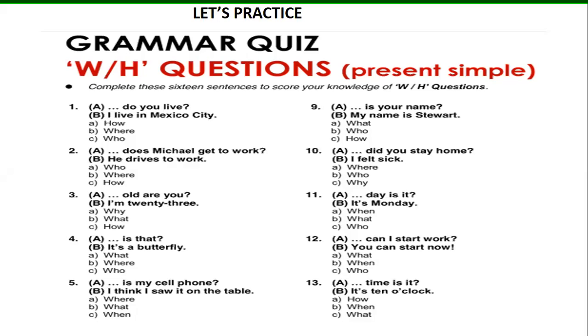What is that? It's a butterfly. Okay, number five. Where is my cell phone? I think I saw it on the table. Number nine. What do you think is the answer? What's your name? My name is Stuart. Number 10. Why did you stay home? Yes. Why did you stay home? Because I'm asking for a reason. Why did you stay home? Because I felt sick. Okay. And number 11. What day is it? It's Monday. Okay. Number 12. When can I start work? You can start now. Number 13. What time is it? It's 10 o'clock.